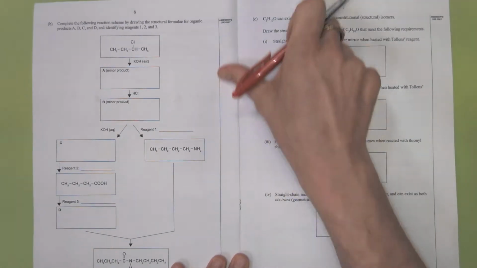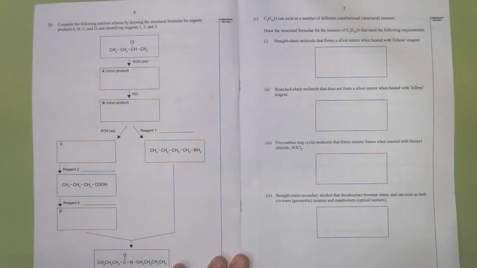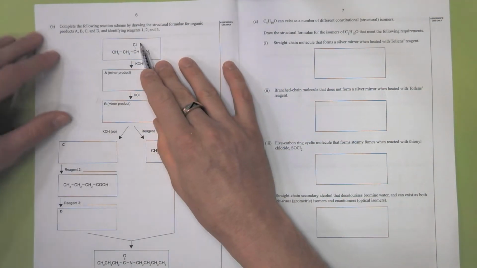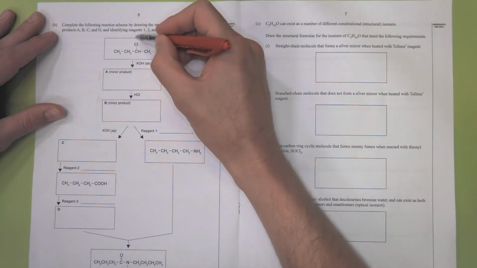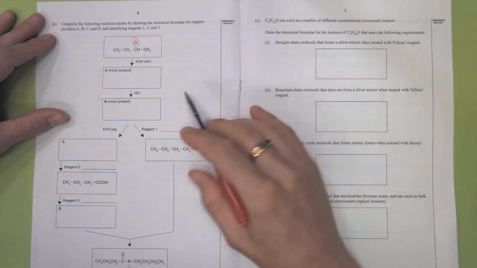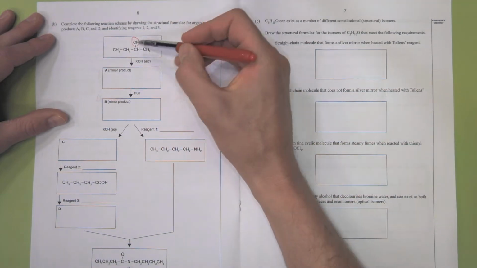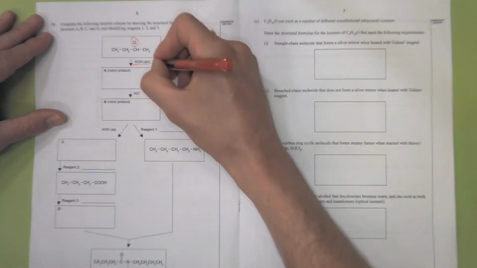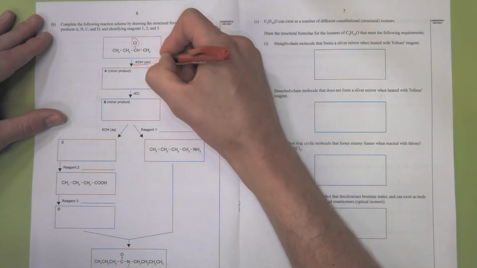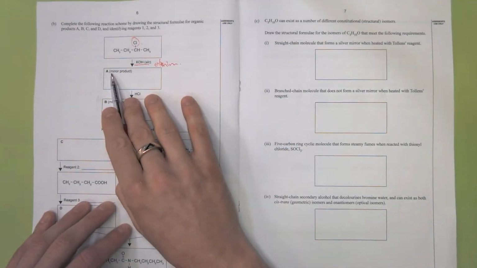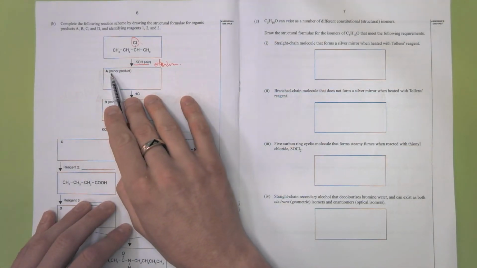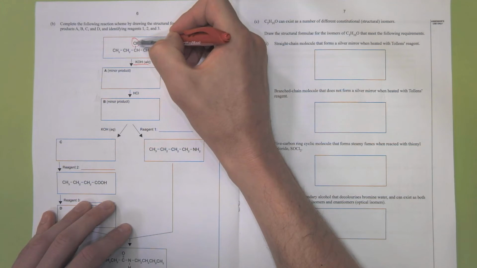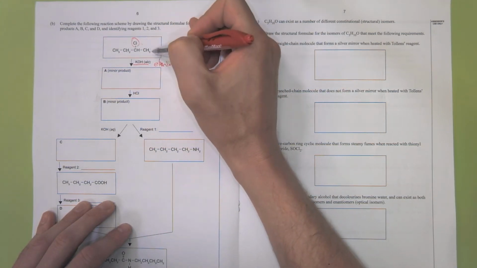Okay, flowchart time. So we have a reaction scheme here, and we are starting with a chloroalkane. So we've got a chlorine group here, so that's what I'm immediately looking at, and reacting with KOH alcoholic. This is telling me this is going to be an elimination reaction, and we're looking for the minor product.